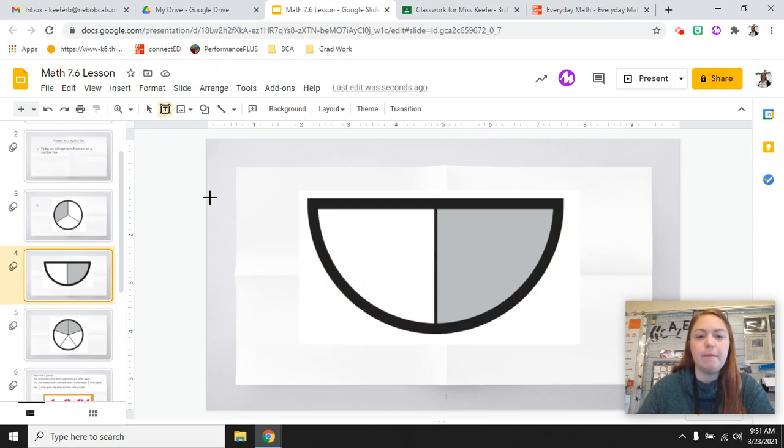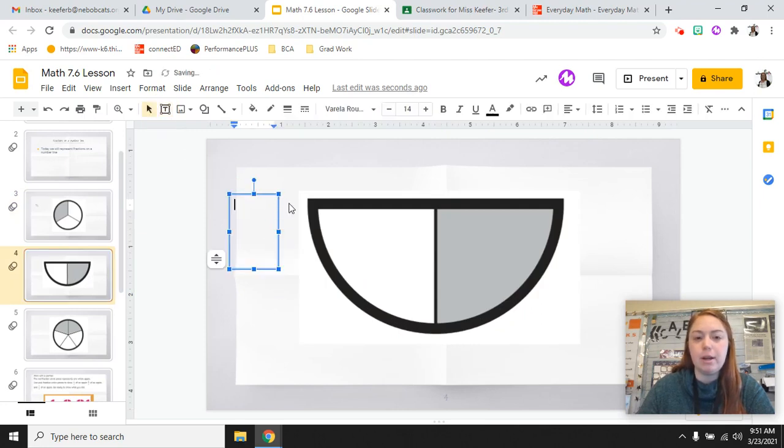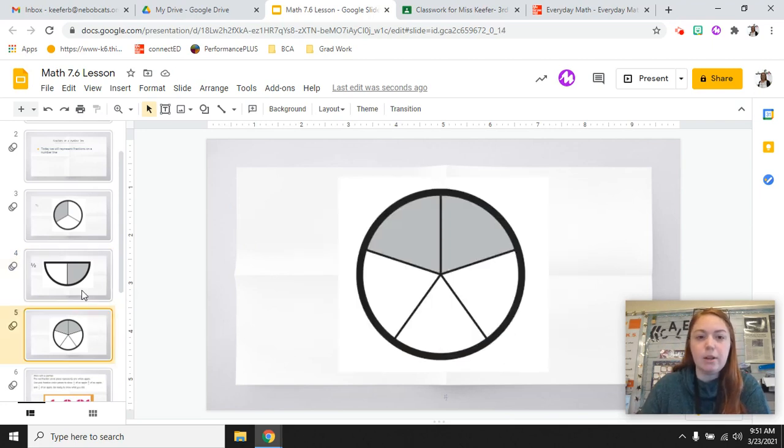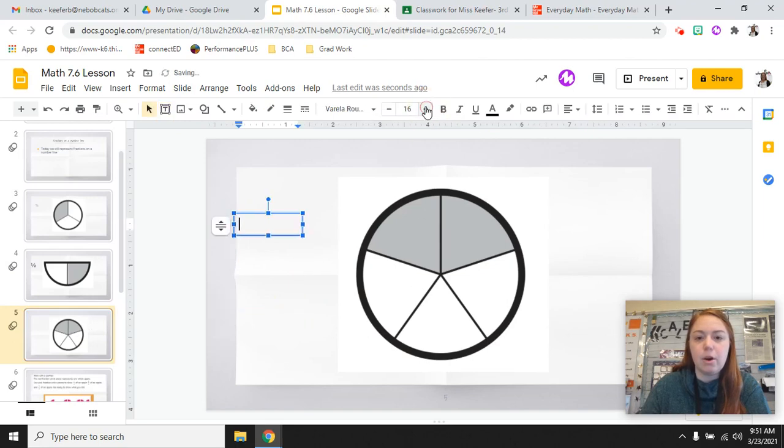What about this one? What would the fraction be for this shape? Look at how many total pieces there are and then how many are filled in. For this one, there are 2 pieces and one of them is filled in. So this fraction would be 1/2, because there's 2 pieces, 1 is filled in. And our last quick look card, look at how many total pieces and then how many are filled in. Okay, and then say what you think the fraction is.